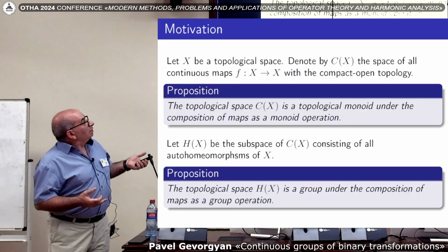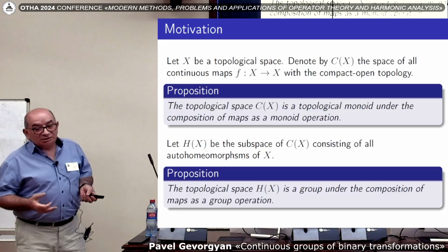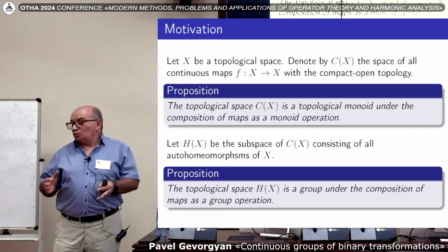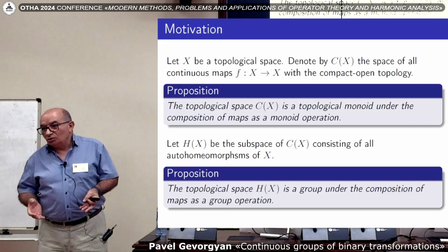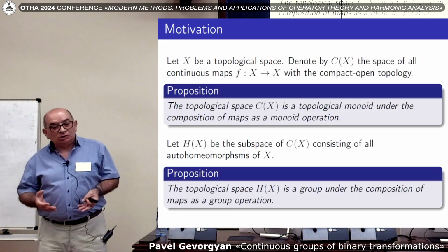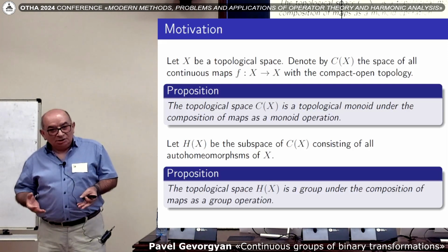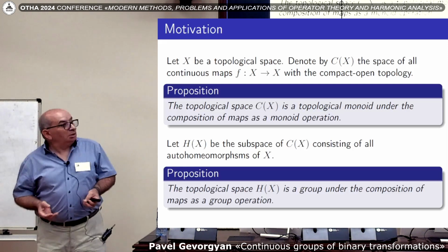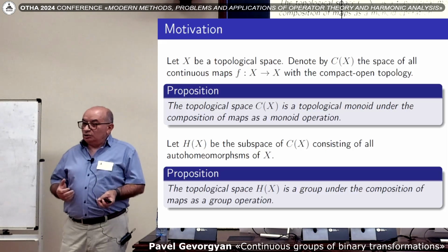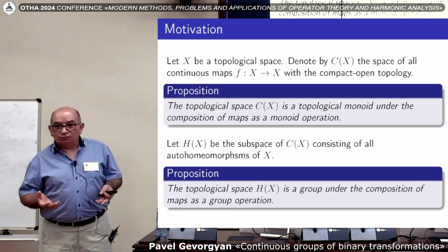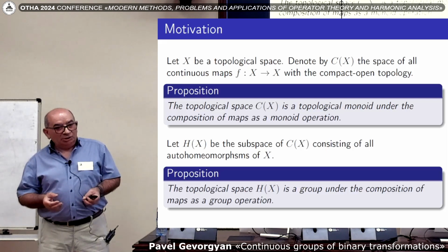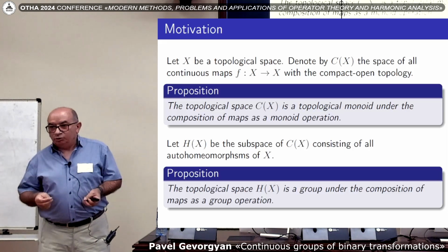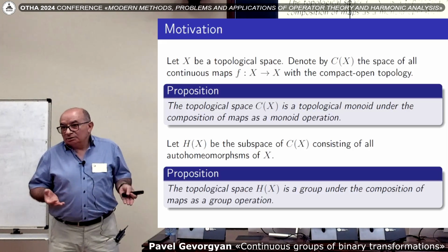Let X be a topological space, and let C of X be the set of all continuous maps from X to X, or in algebraic terminology, the set of all continuous unary operations of X. This set is a topological space endowed with the compact-open topology. Moreover, this set is a topological monoid under the composition of two maps as the monoid operation, with the identity map of the topological space X as the identity element. So we have a monoid.